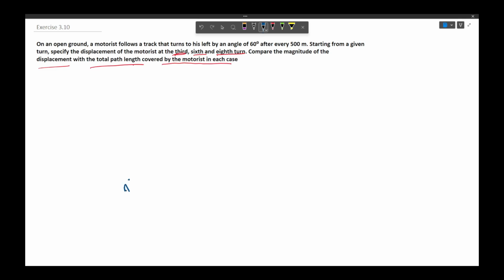Motorist starts at point A, it moves to point B, traveling 500 meters, turns 60 degree left, reaches point C, again turns 60 degree left, reaches point D, again turns 60 degree left, and reaches point E. It repeats, reaches point F, and then again reaches point A. So we have to calculate till 8th turn.